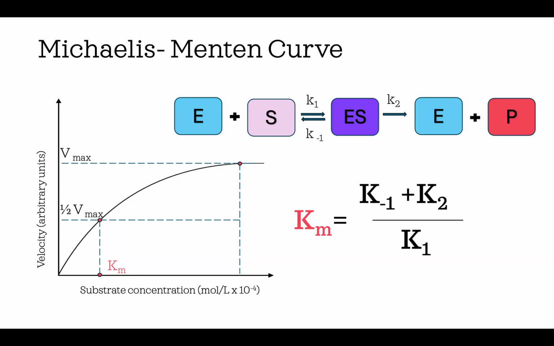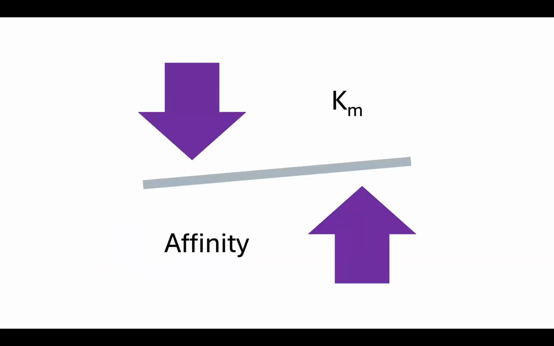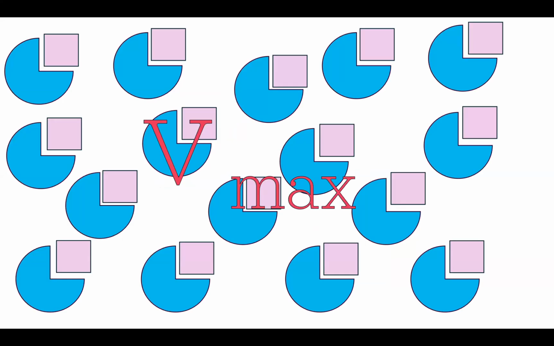The point where it is half of the maximum velocity, you can see in red, is Km. This is the Michaelis-Menten constant, and this is really important for the purpose of your exams. As I've said, it's a measure of the affinity, how tightly an enzyme binds to the substrate. The lower the Km value, the higher the affinity. At Vmax, each enzyme is fully saturated with substrate, so adding more substrate is not going to increase the rate of the reaction, hence Vmax.